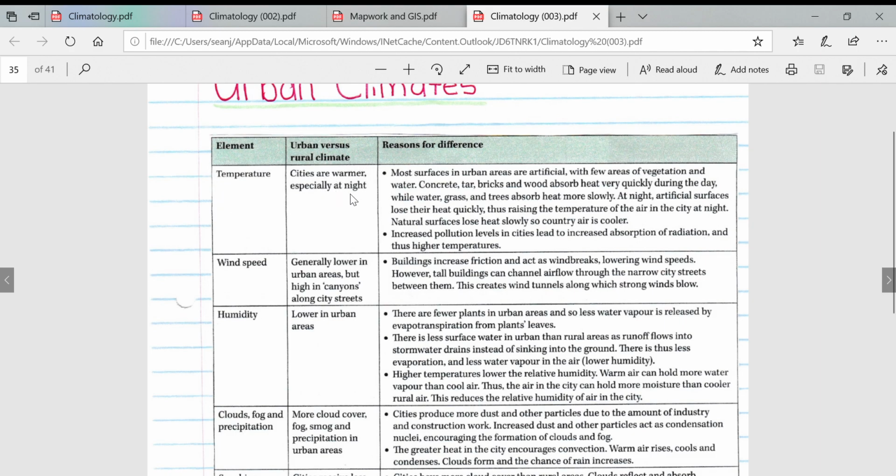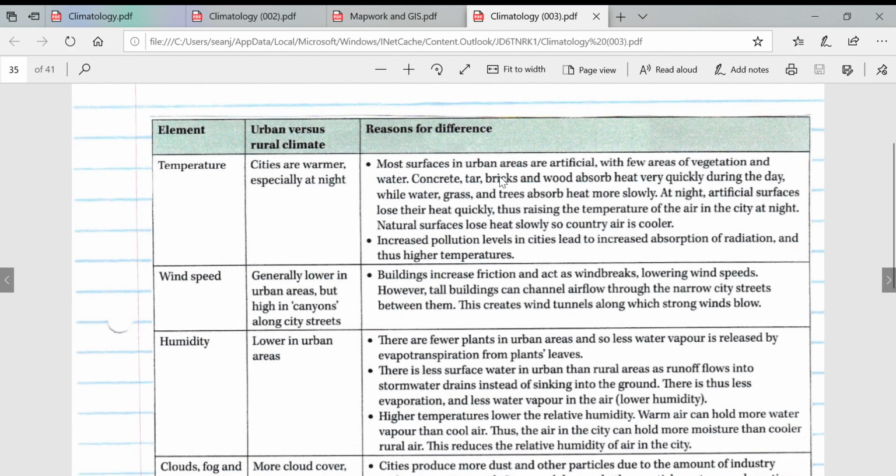Cities are warmer than rural areas, especially at night. Explanations for this: most surfaces in urban areas are artificial, with few areas of vegetation and water. Concrete, tar, bricks and wood absorb heat very quickly during the day, while water, grass and trees in the rural areas absorb heat more slowly. At night, artificial surfaces lose their heat quickly, thus raising the temperature of the air in the city at night. Natural surfaces lose heat slowly, so country air or rural area air is cooler.